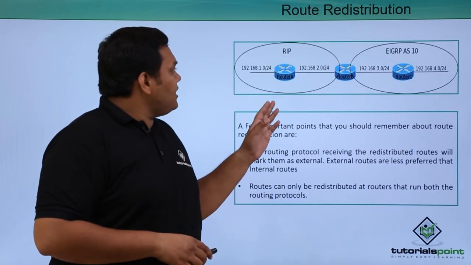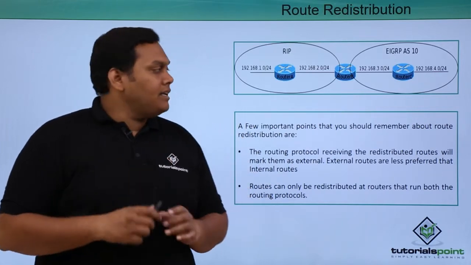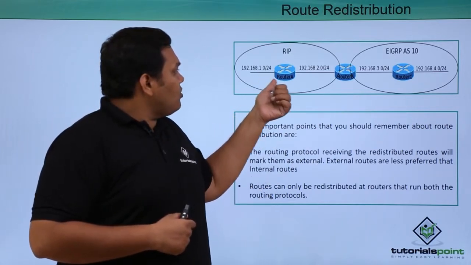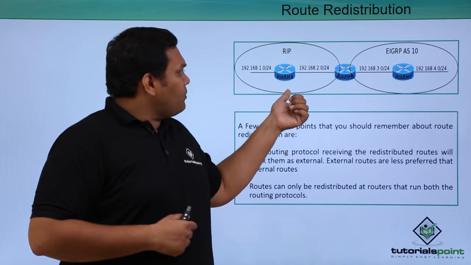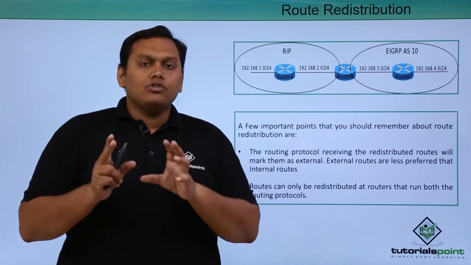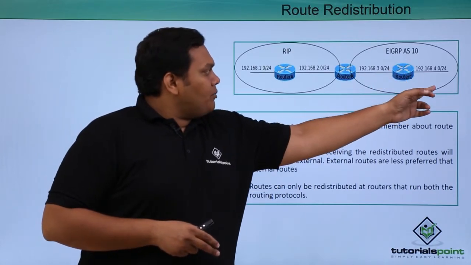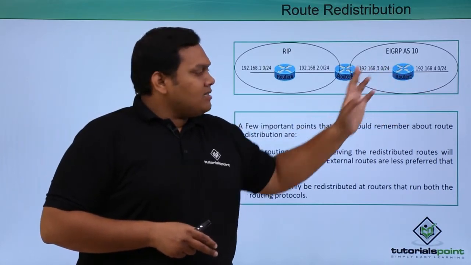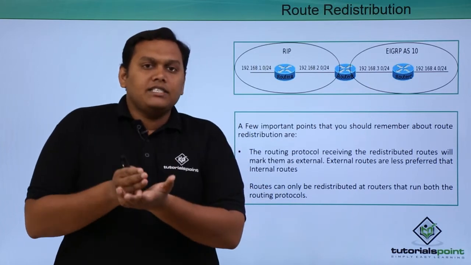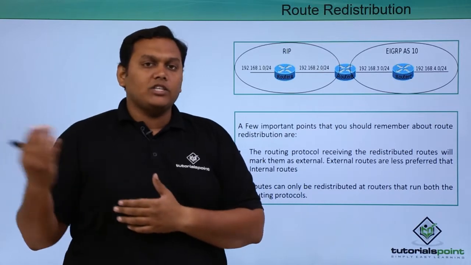You can see here, take router A, router B and router C as an example. Here you see 1.0 and 2.0 for RIP, and 3.0 and 4.0 for EIGRP. So router A, router B and router C, with the autonomous system number as 10 here. The EIGRP and RIP routes are redistributed to one another and vice versa.